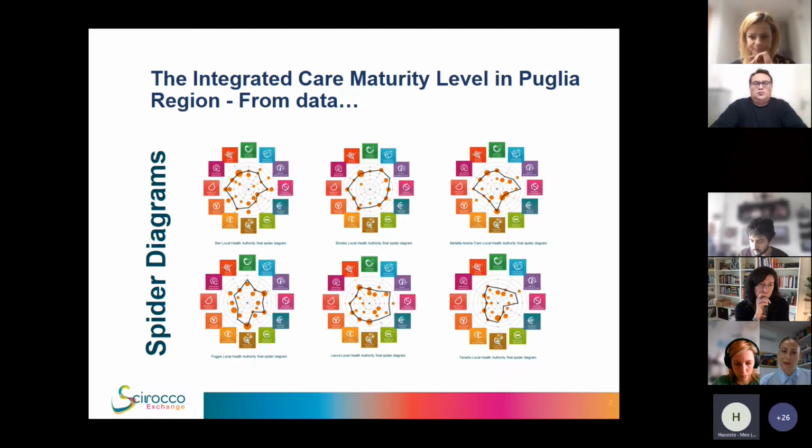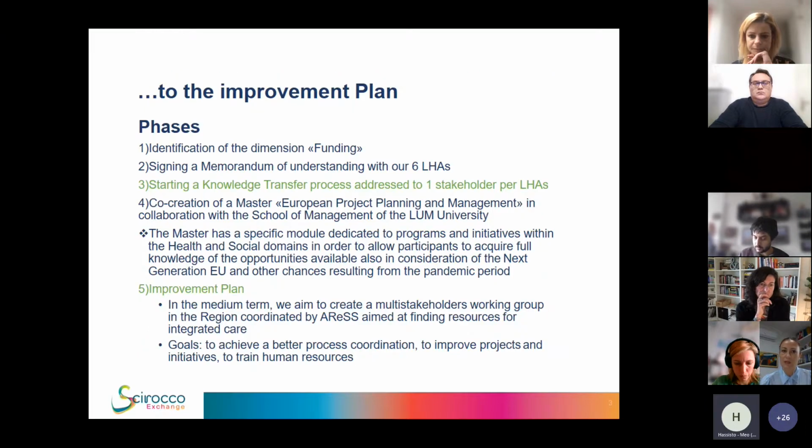Here you can see our 6 final spider diagrams, and from this data we started a very effective improvement plan, starting from the identification of the dimension that was perceived by the majority of our stakeholders as a weakness of our system. That was dimension 5 of our maturity model, that is funding. Then we started a participatory process with our local health authorities. We selected 6 stakeholders, 1 per local health authority, and with them we co-created a capacity building path with the co-creation of a master in European project planning and management in collaboration with the School of Management of a regional university. This master has a specific focus on health and social domains.